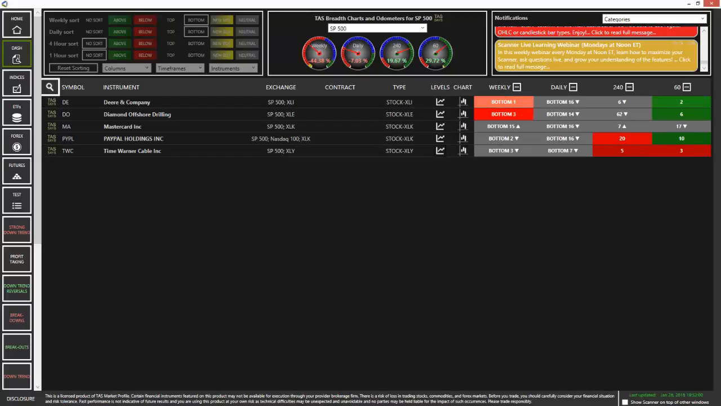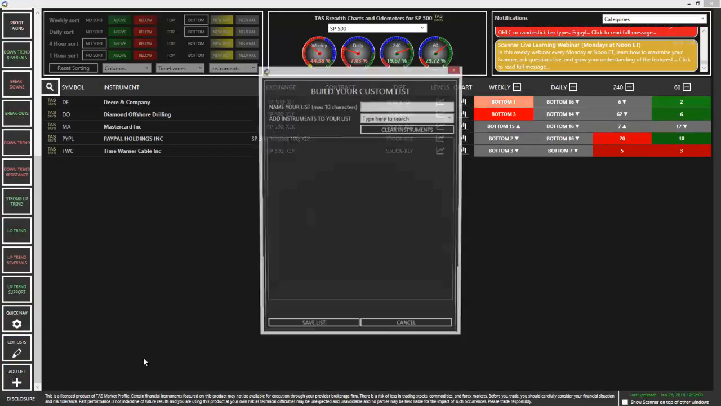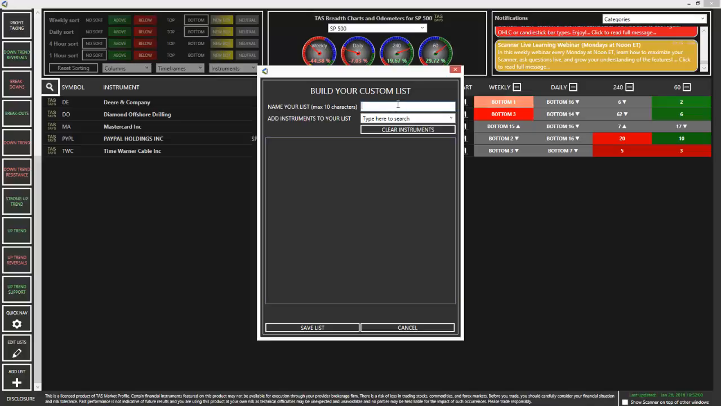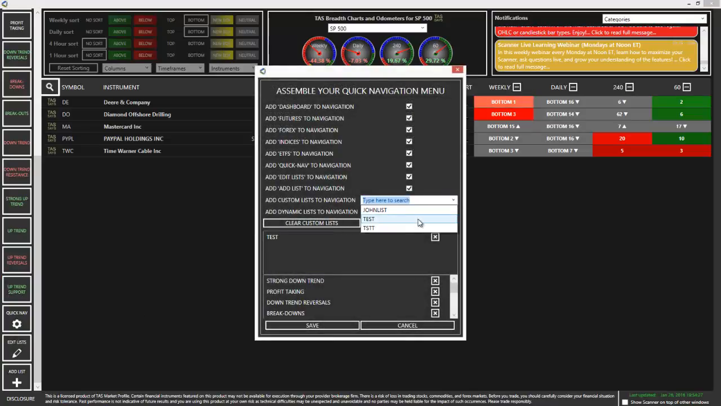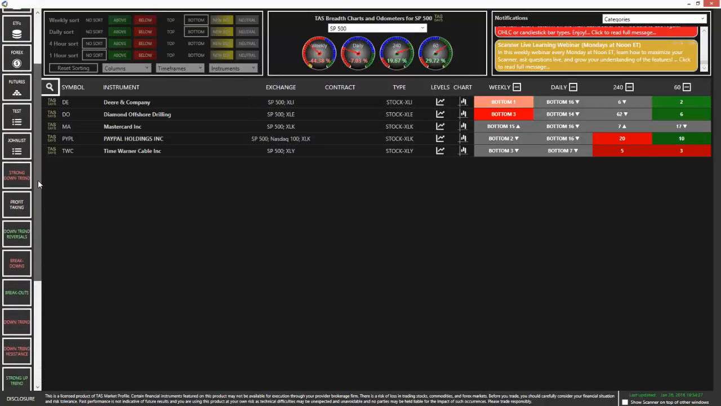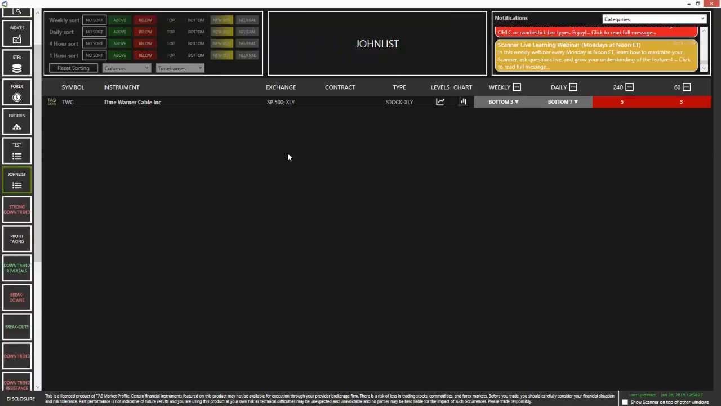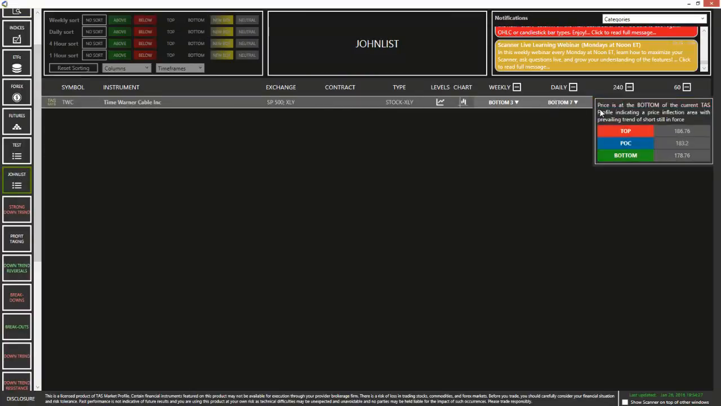The real easy way to keep your eye on this is to go back into a list situation. Let's just say we're going to call this John List, and we're going to put in TWC. All right. So if I want to make a one symbol portfolio, I just X'd that out by mistake. If I want to make a one symbol portfolio, I'm going to put that in my list. I'm going to hit save. And I'm going to go back to my navigation, and I'm going to add that custom list. There's my John List. Put it in my navigation, and as they say in North Carolina, voila. I'm going to hit John List, and there's Time Warner. So I can keep that on my radar screen, pay attention to what it's doing.